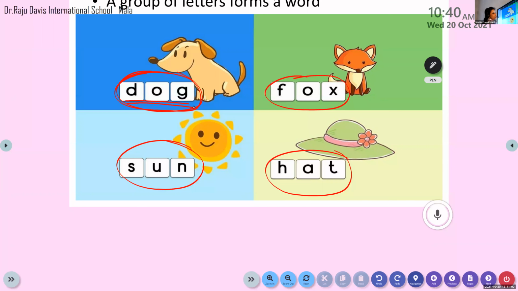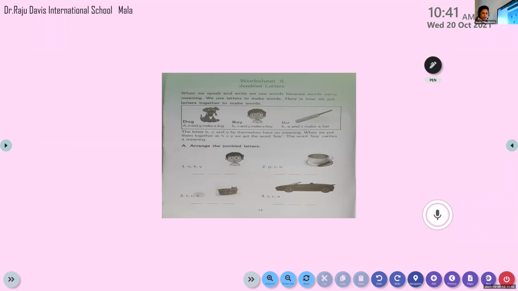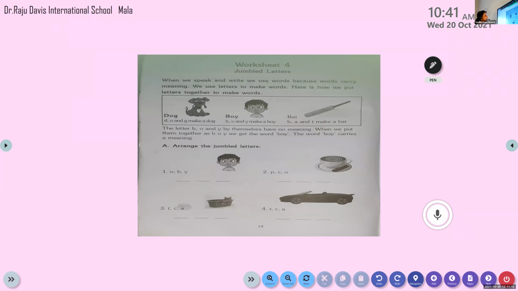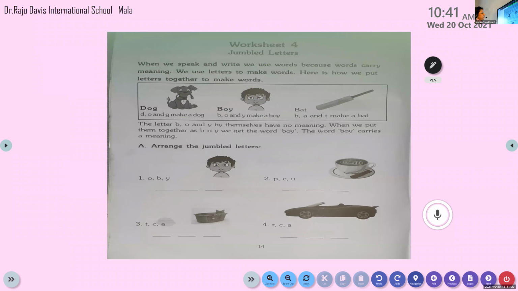Okay, now all of you please take the exercise on page number 14. Are you all ready? So we know how the words are formed. Here is an exercise for you, my dear children. Here, the letters are given in jumbled order. You have to form a meaningful word. Are you all ready? All of you, please take this picture, page number 14, worksheet 4.